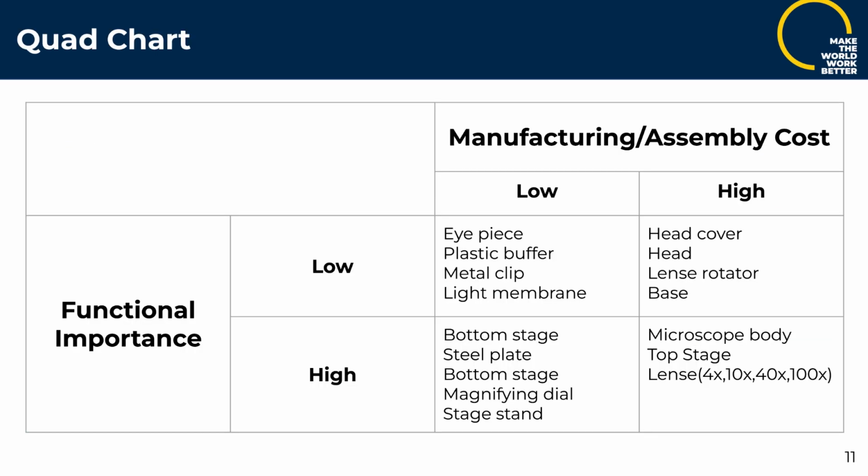Here is a quad chart showing all of the parts in our microscope assembly. On the left side, we have the functional importance, and on the top, we have the manufacturing or assembly costs. Each part is grouped depending on how important and how expensive it is to produce, with our main area of focus going to be the parts that are of high functional importance and high manufacturing costs. Those parts being the microscope body, top stage, and 4 lenses.